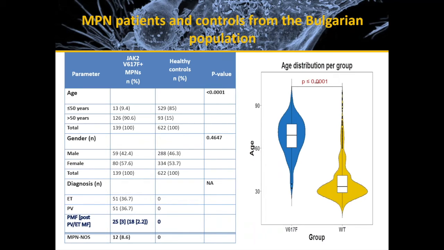Next one. In our study, we included 139 patients with myeloproliferative diseases positive for JAK2 V617F mutation, and they were compared to 622 healthy controls from the Bulgarian population. As you can see from this slide, the control and patient groups were biased in regard to age distribution, and that was taken into account during the data analysis.